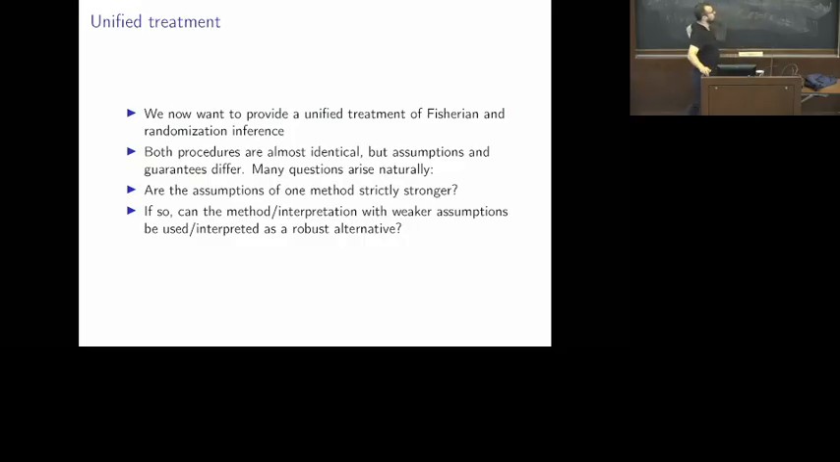Okay, so we want a unified treatment. We want to provide a unified treatment of Fisherian and randomization inference. We've already started hinting at that by using overlapping notation, but now I really want to start making connections. So both procedures in the two sample test, and I agree that I might be leveraging specificities of this example, so I'll do my homework and be careful to see what the full generalizations of this are. But both procedures are almost identical, but the assumptions differ and the guarantees differ.